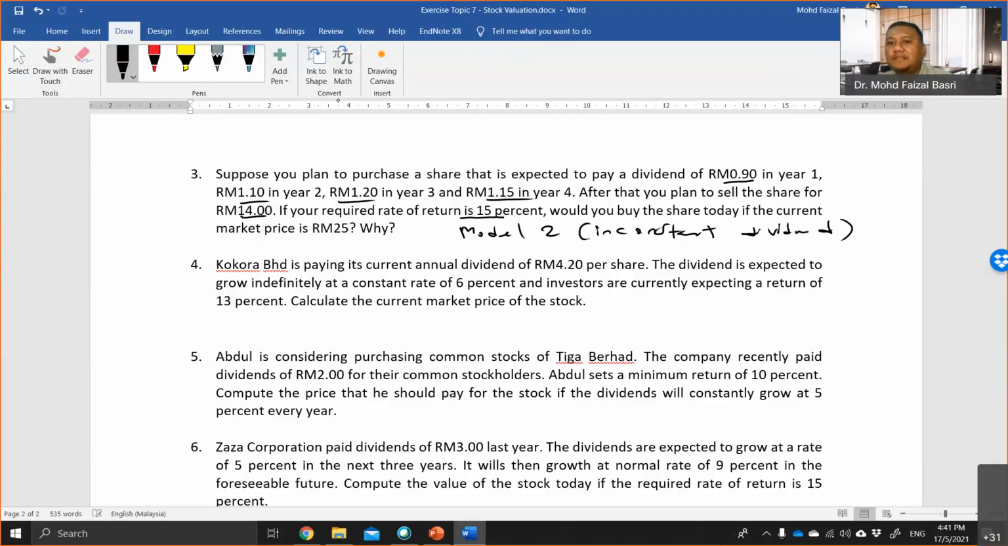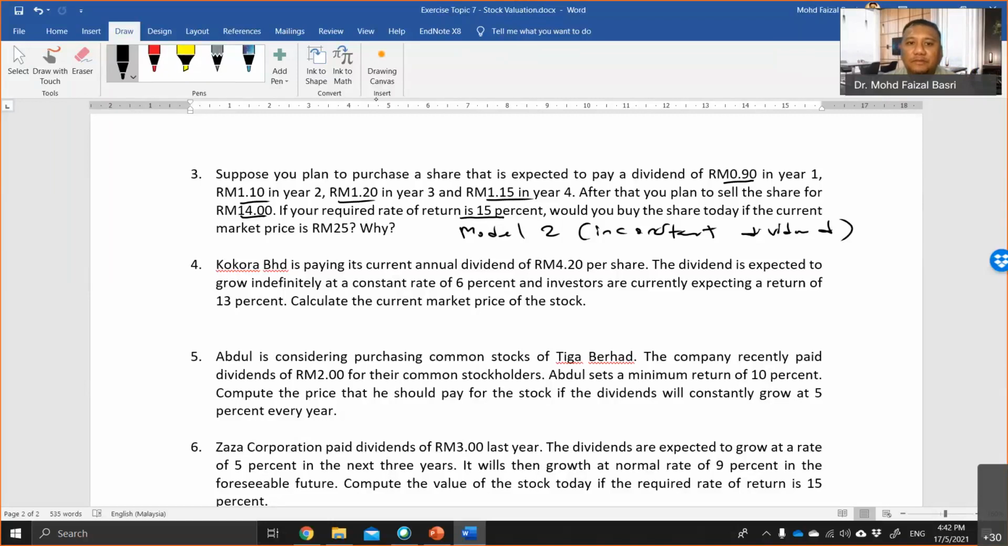In constant dividend, because the dividend is not fixed, it changes from 1 year to another. So this is not constant dividend with no growth rates. Okay, so in this case you just use the discount model. You're going to use the discount models.